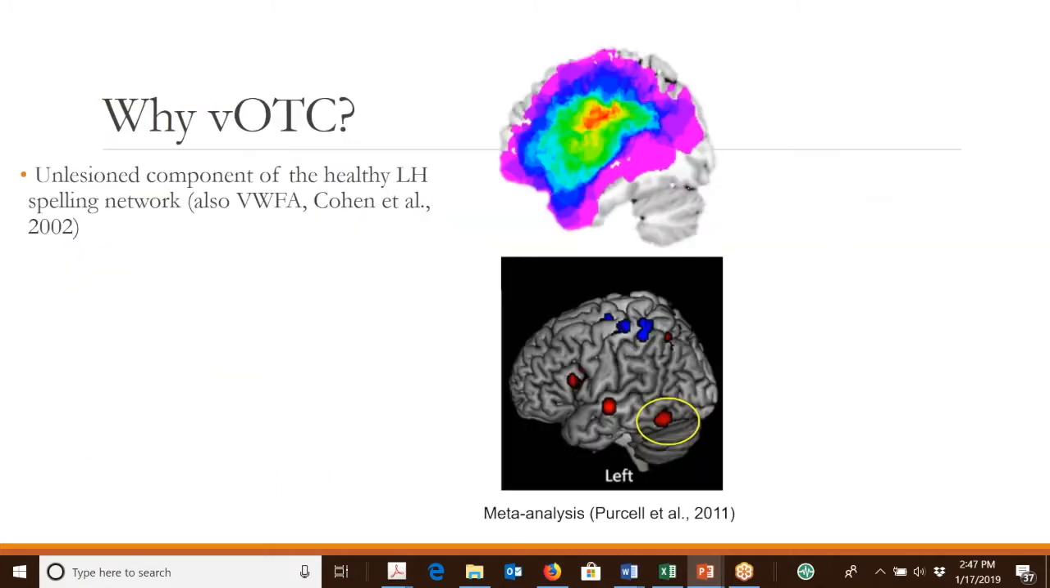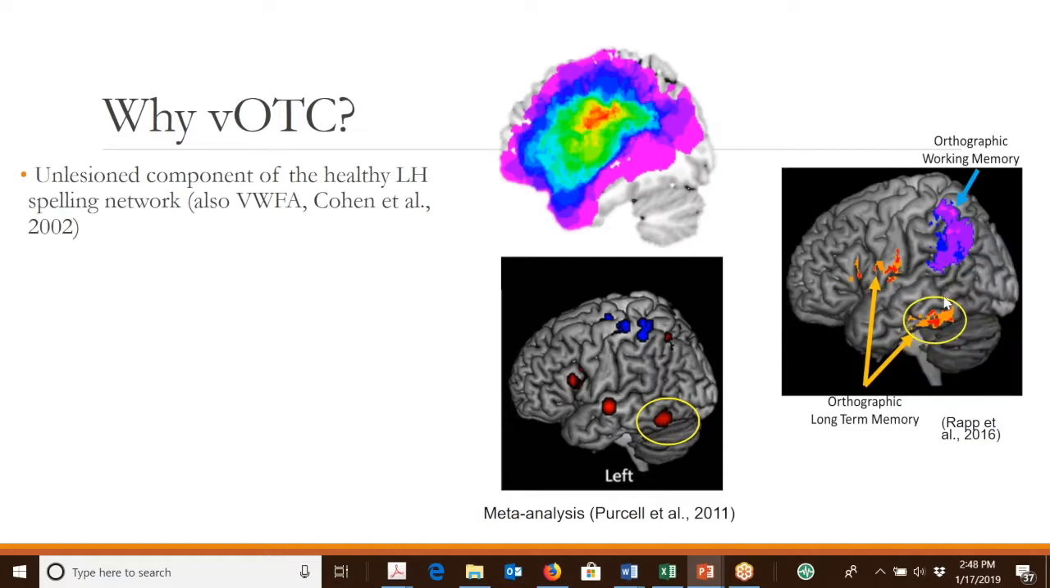Why the ventral occipital temporal cortex? Why are we seeing changes here? Well, as I pointed out, this is a critical area of the healthy spelling network. And it's also an area that is entirely unlesioned in our participant group. So this is healthy tissue that is unlesioned. It's not the source of the spelling deficits for these individuals because it's unlesioned, and yet it's part of the normal spelling network, and it seems to be changing as a result of treatment.